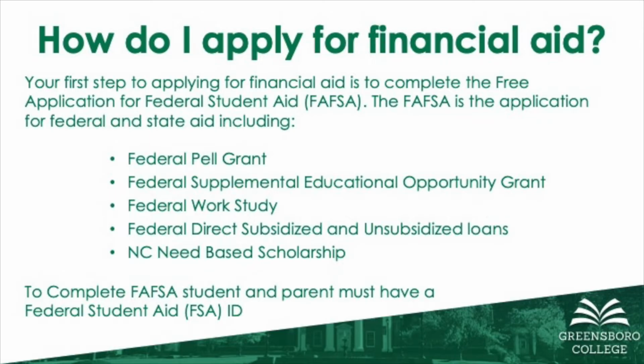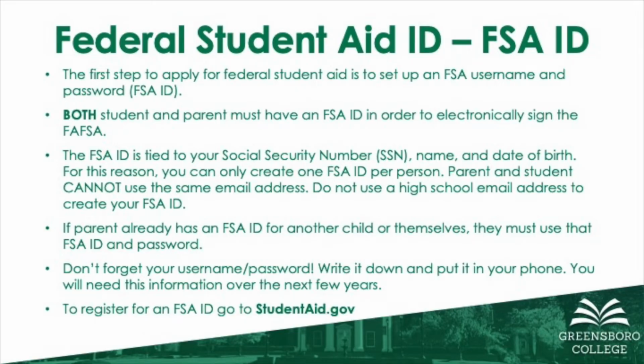North Carolina residents. So the first step to completing the FAFSA is creating your Federal Student Aid ID. Your parent and your student need to complete that FSA ID and password. The FSA ID and password is tied to your Social Security number, your name, and your date of birth. So you have to make sure that you and your student both create their own FSA ID and passwords.